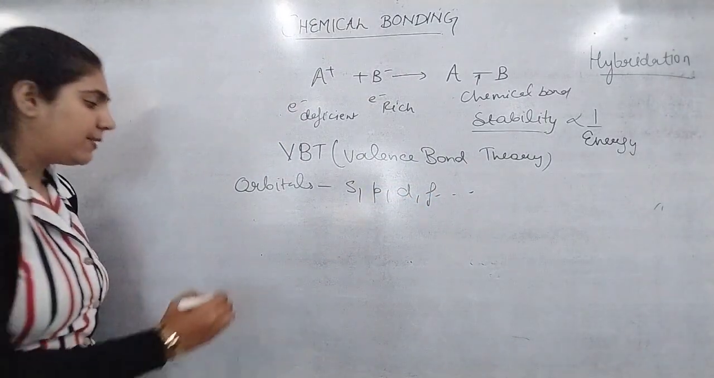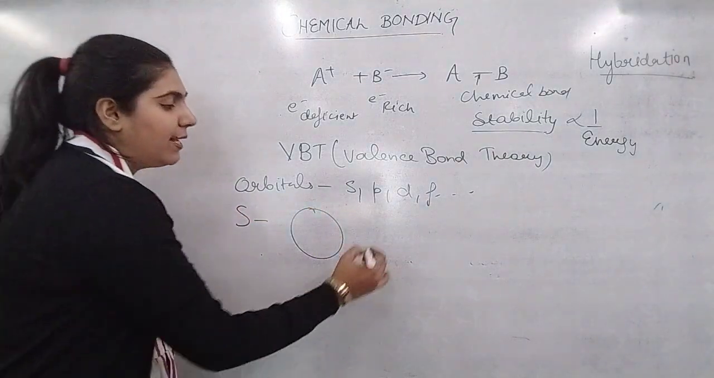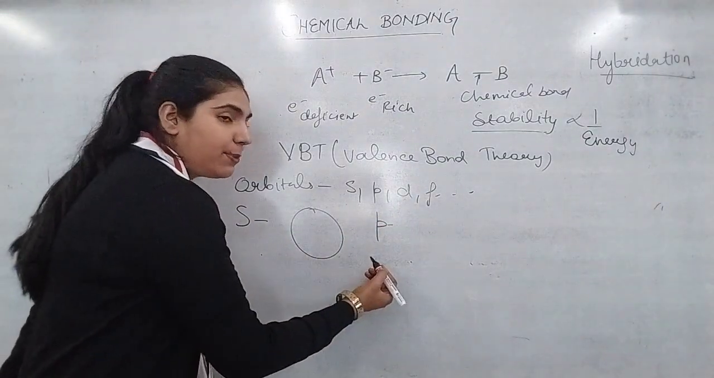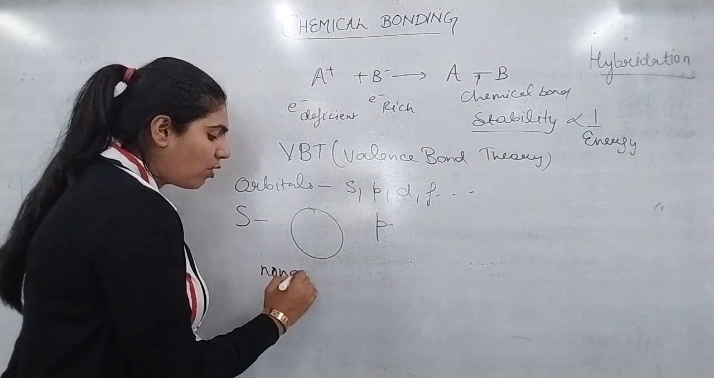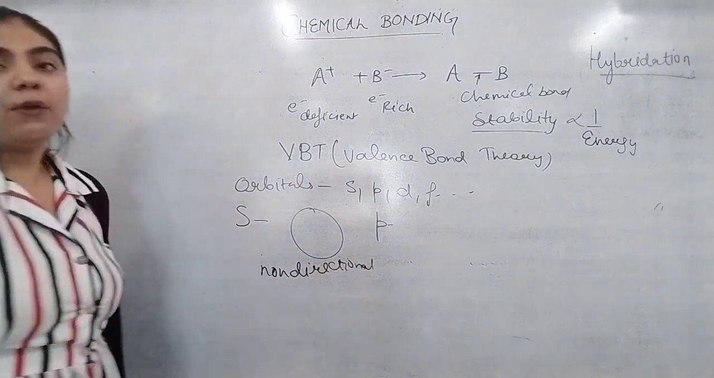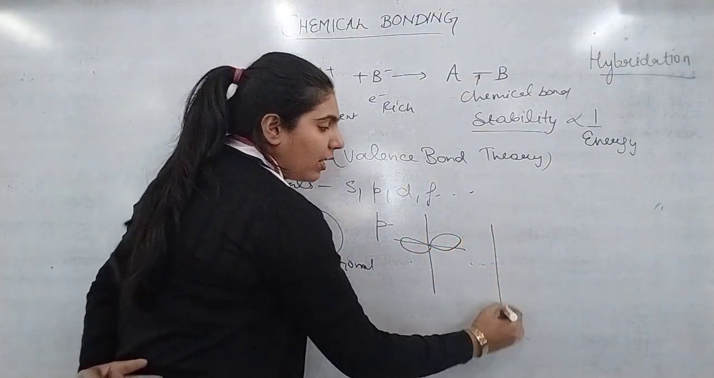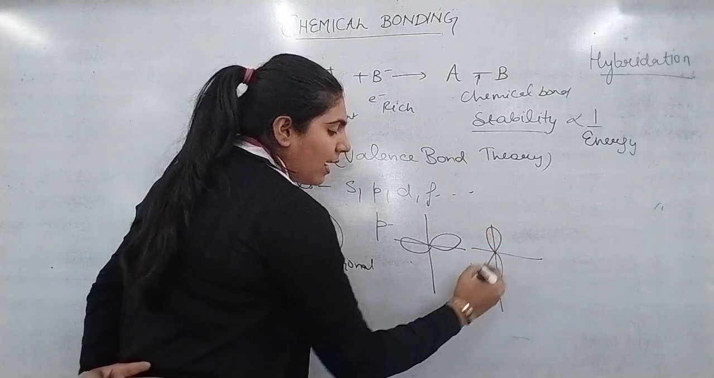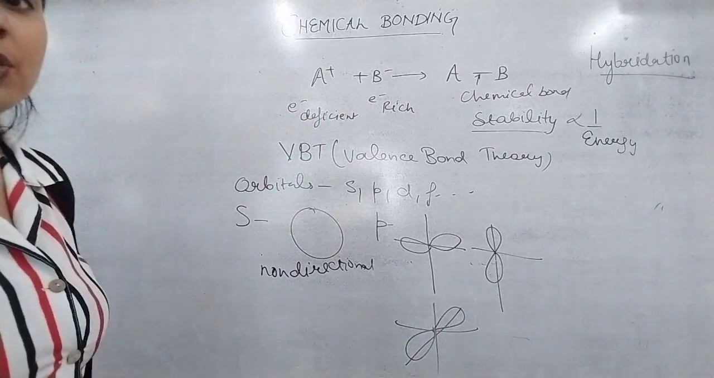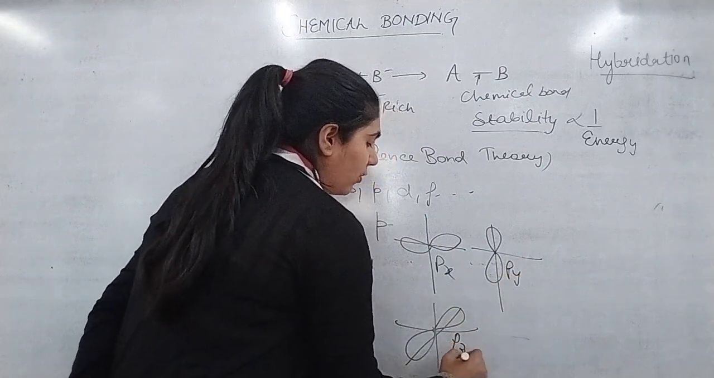So what is the shape of S? Shape of S is spherical, right? Shape of P is dumbbell shape. S is non-directional, but P orbital is directional. P orbital, what are the different orientations? It can lie on the X axis, it can lie on the Y axis, and it can lie on the Z axis. So these are the different orientations, Px, Py and Pz.